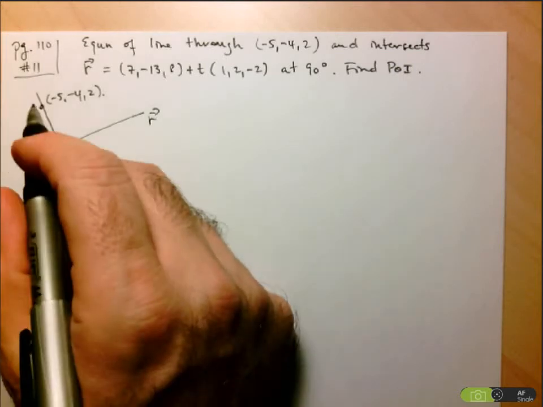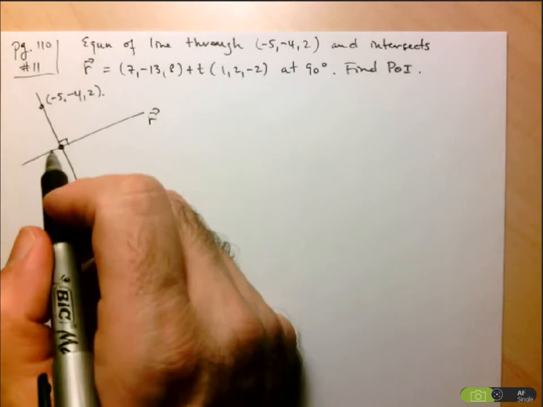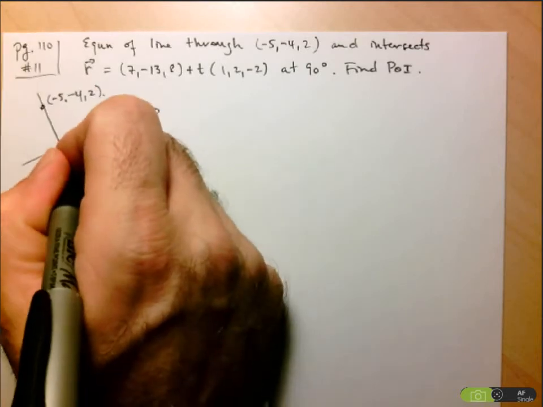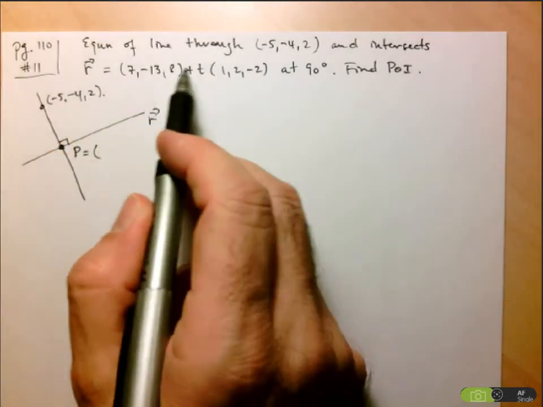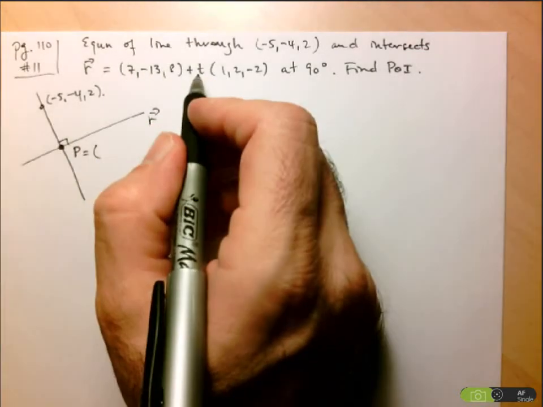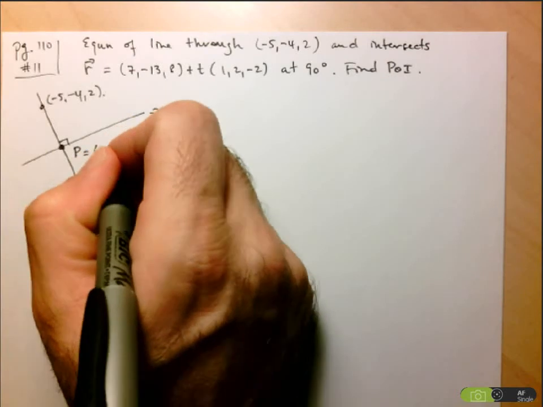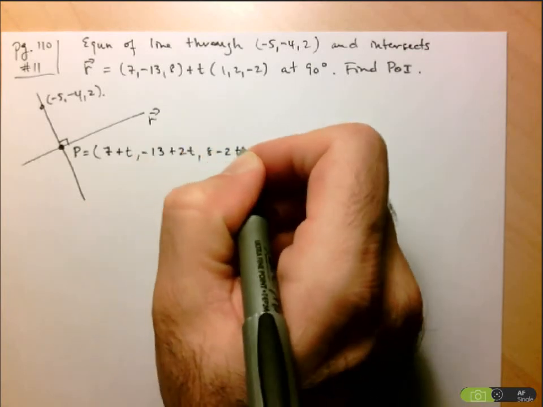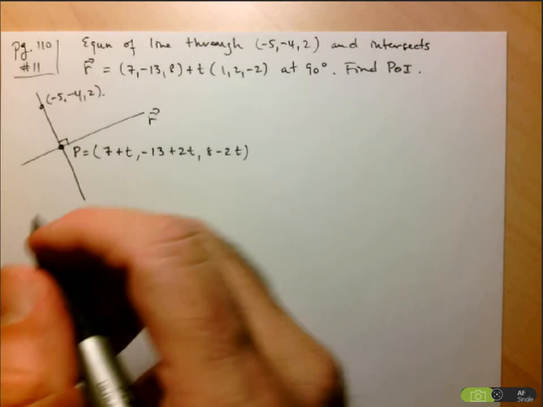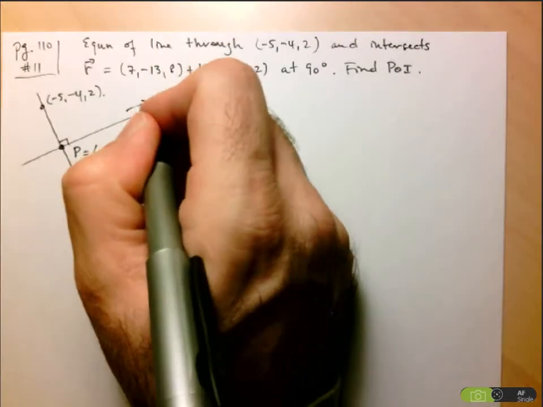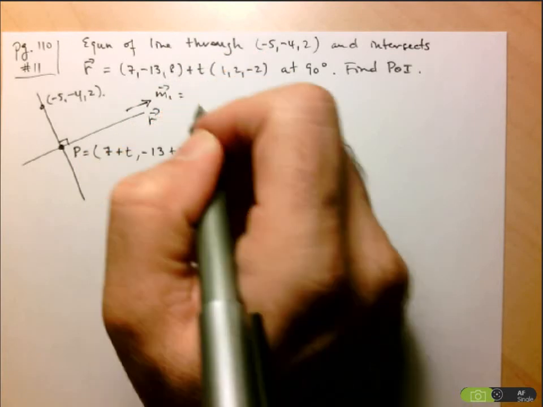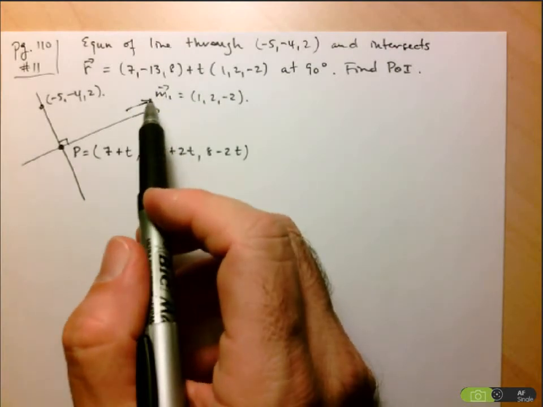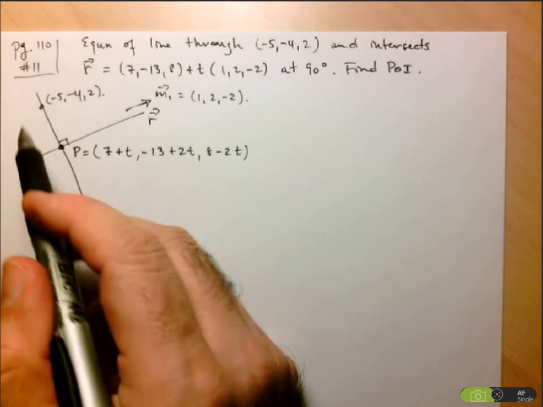So we're looking for the point of intersection between these two lines. That means that this point lies on both the one we're looking for and the one we're given. So this point can be written as a point on the given line. In other words, for some t value, it can be written as (7 + t, -13 + 2t, 8 - 2t). Now we know that this given line has a direction vector, I'll call that m1, of (1, 2, -2), and we know that this direction vector would be perpendicular to a direction vector on the other line.